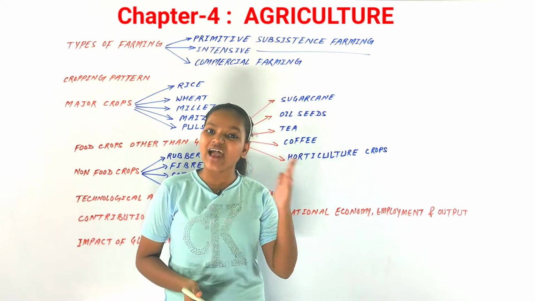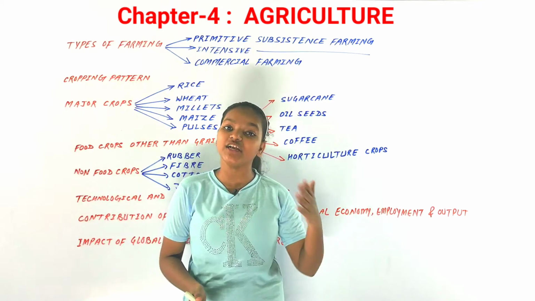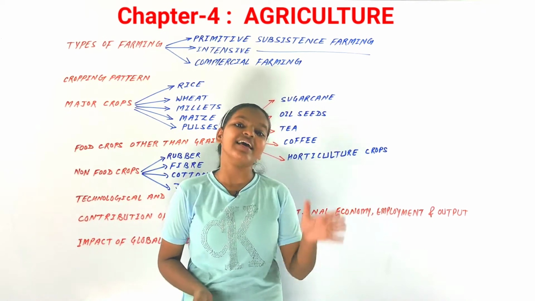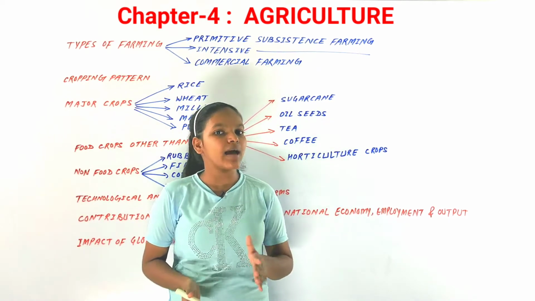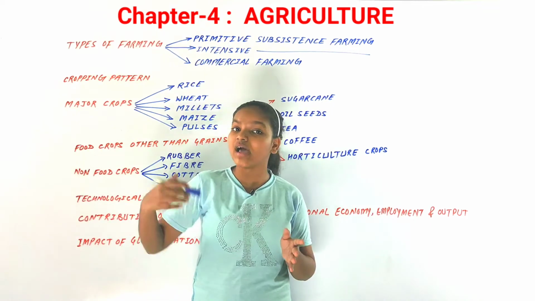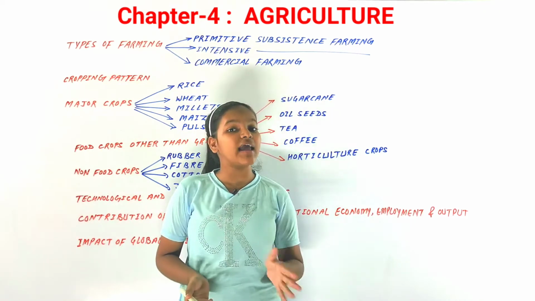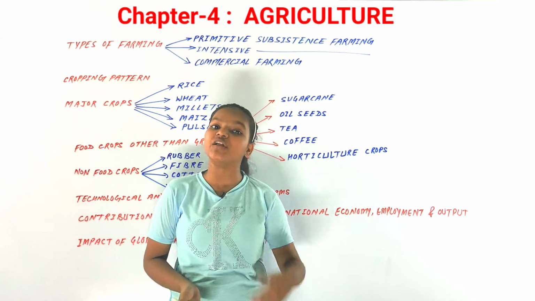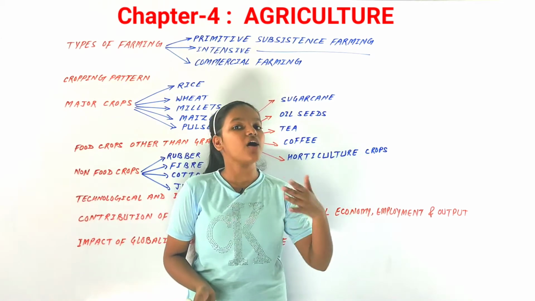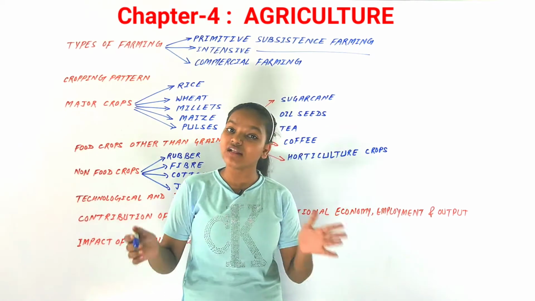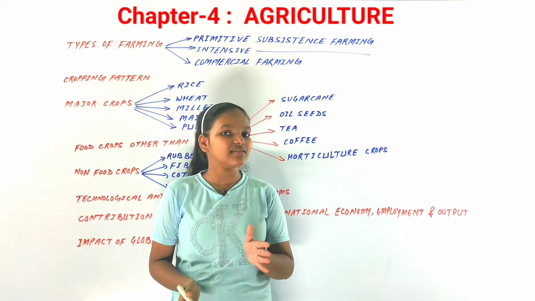There can be different types of farming and different cultivation methods that we are going to discuss in this chapter. We will discuss the impacts of globalization on agriculture, agricultural reforms, different crops, the major crops, the non-food crops, and different things related to agriculture.